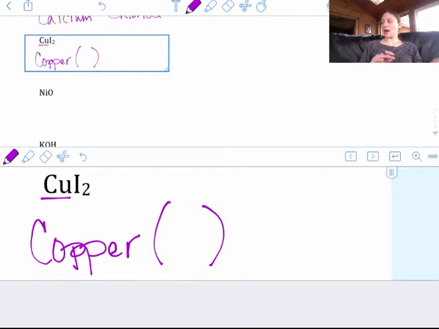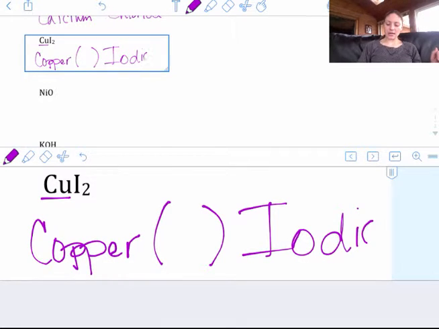Alright, which means I've got to look at my second type of element here. Okay, and I look at iodine, which is I. It's not a polyatomic, it's just iodine. So what I do is I put I-O, and it's actually iodide because I end it in the -IDE. Okay, I still need the number that goes there.